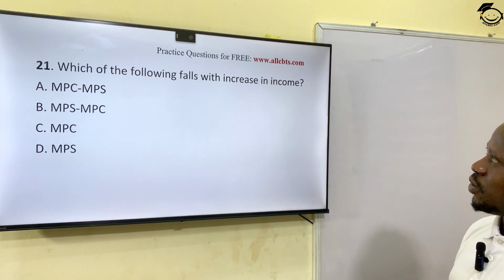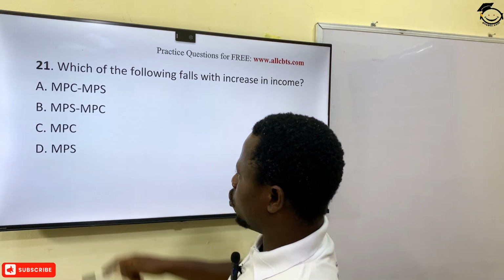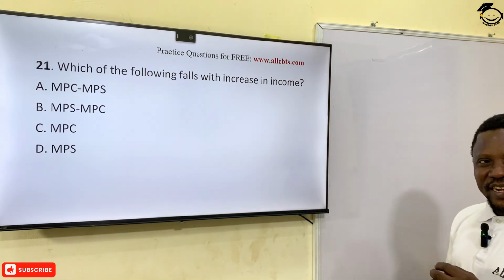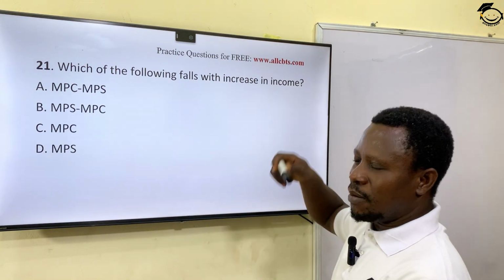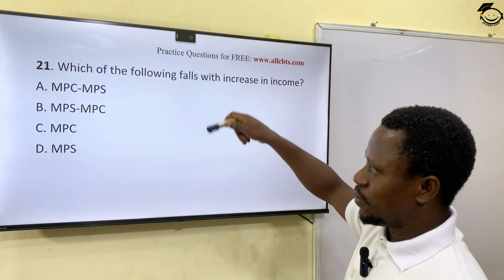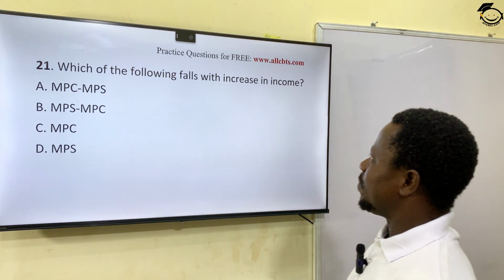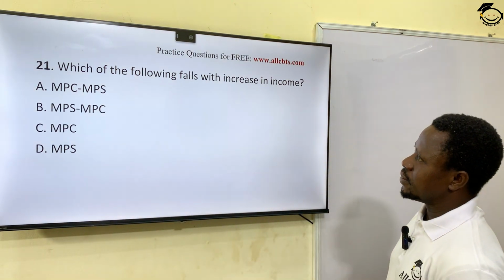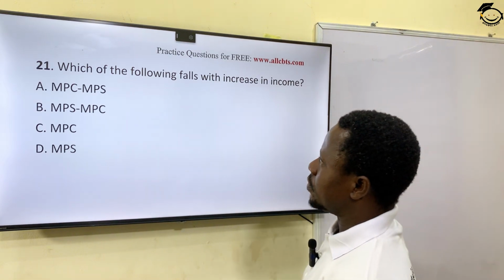Which of the following falls with increase in income? Marginal propensity to consume, right? The rate of additional consumption, that's what we mean by MPC, marginal propensity to consume, right? You see, the answer is MPC anyway, right? Marginal propensity to consume. 21, option C. Let's go. The next question.